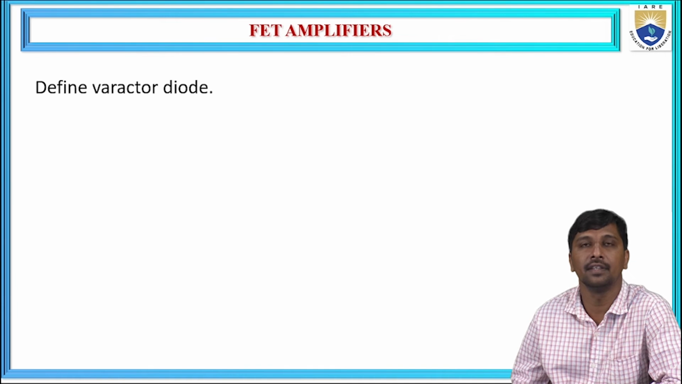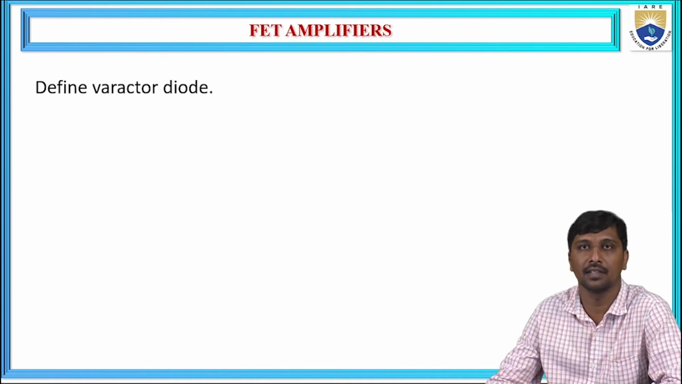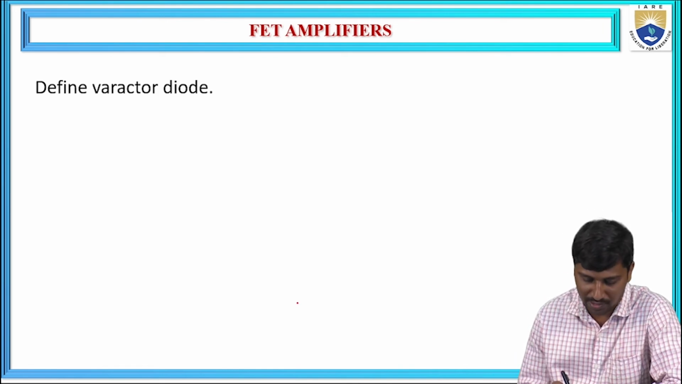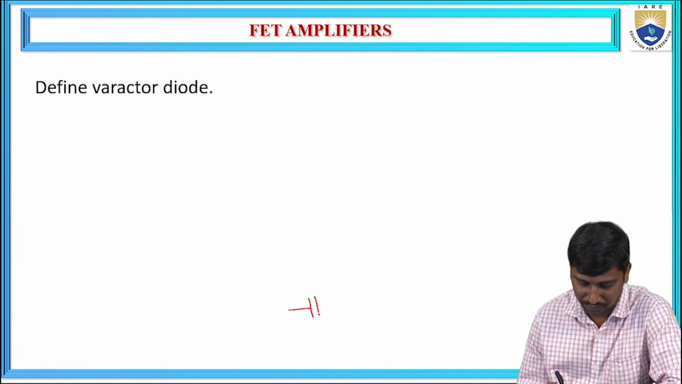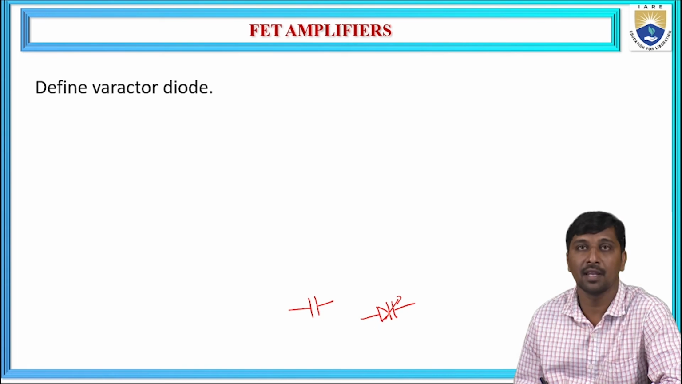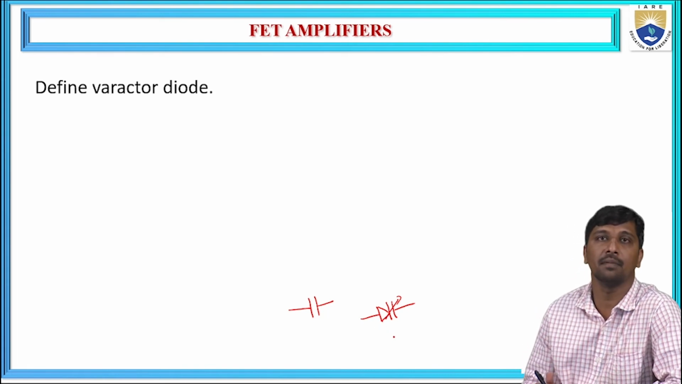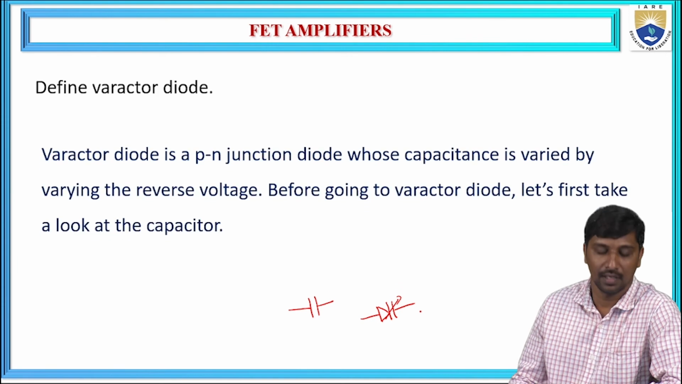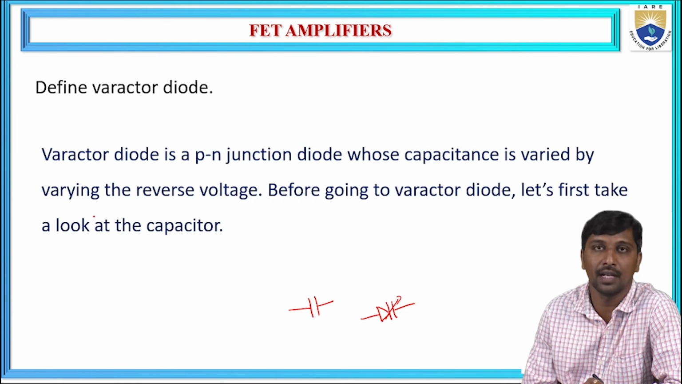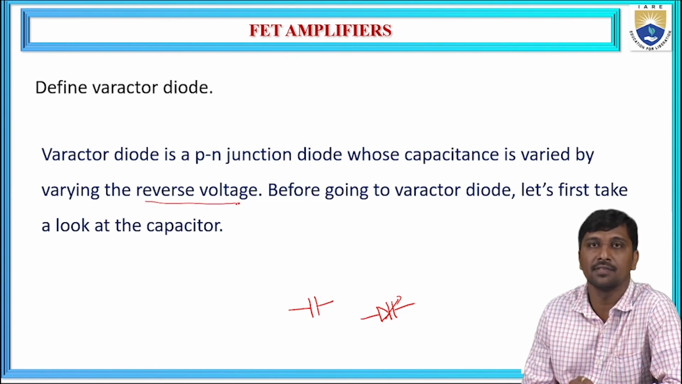Similarly, define varactor diode. What is a varactor diode? It is also called a varicap. So this is actually a capacitor, but a varactor diode means a diode. This is the symbolic representation. This is a variable capacitor, varicap. In this case, a varactor diode is a PN junction diode whose capacitance is varied by varying the reverse voltage. This means the varactor diode works under reverse voltage only.